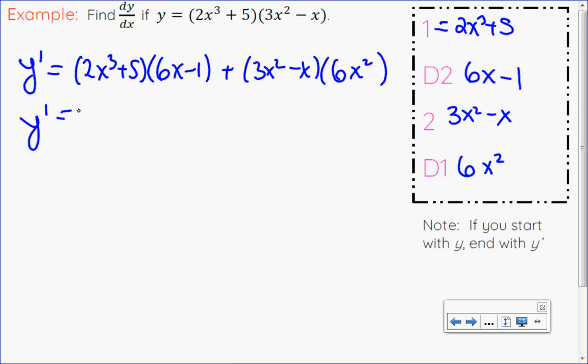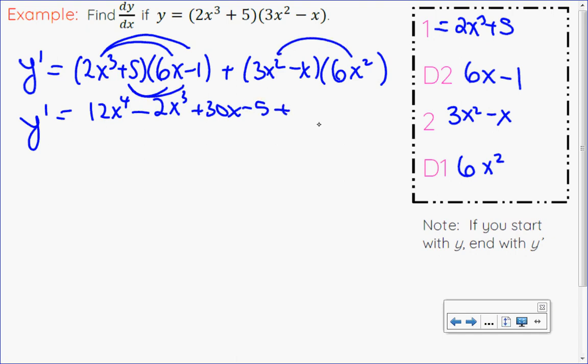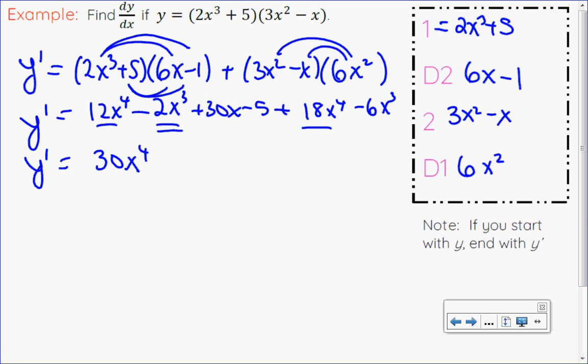Okay, so again, I'm faced with that same question. Do I expand and group like terms? Do I factor a GCF? Looking at my two terms, I can see I do not have a GCF. So I'm going to expand and group like terms. So 2x cubed times x, 12x to the exponent of 4. 2x cubed times negative 1. 5 times 6x, 5 times negative 1. Plus, over here, 6x squared times 3x squared, 18x exponent 4, and then negative 6x cubed. So writing this in descending powers of x and grouping my like terms, I have 30x exponent 4 and negative 8x cubed plus 30x minus 5. So that would be my derivative.